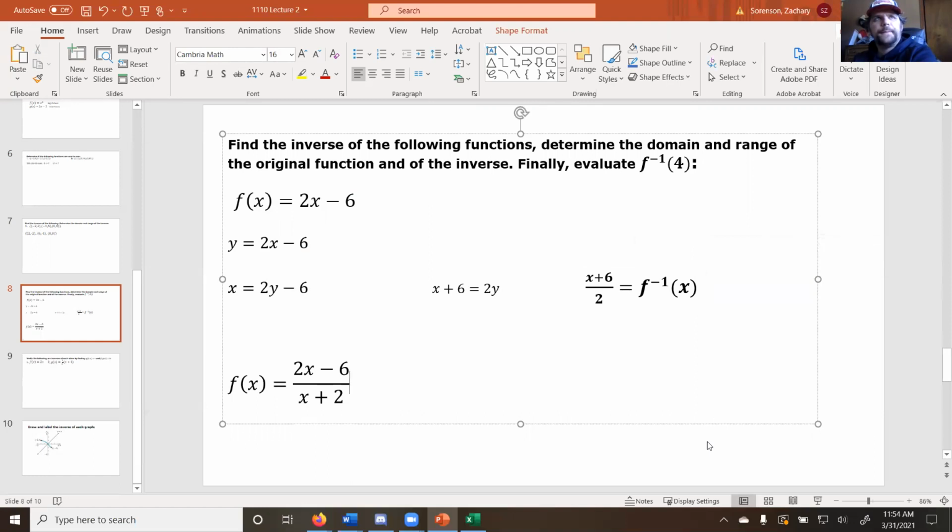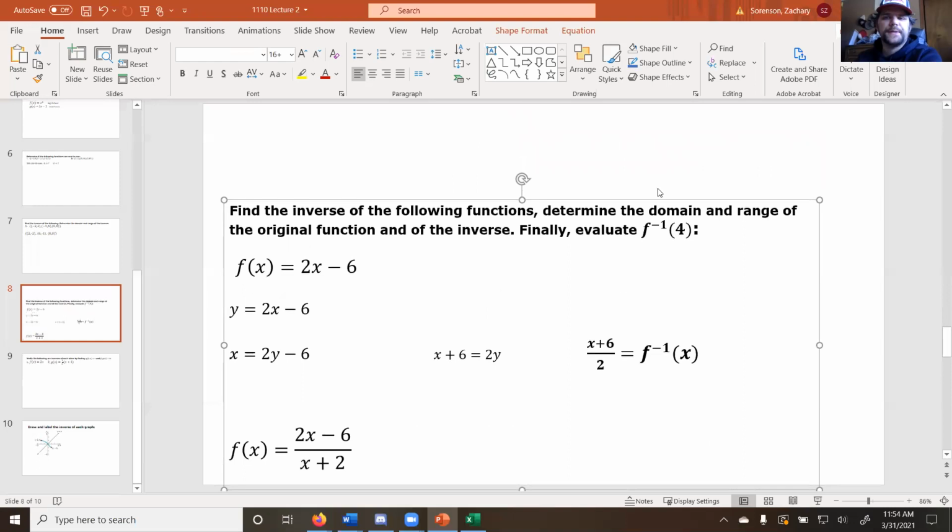Everyone tracking with that? So the 4 has nothing to do with anything? Oh, yeah, sorry, that's the last part of the question. But as far as finding the inverse, this is my inverse. We'll find f of -4 in a sec, but is everyone good with finding the inverse? I suppose I should have been more clear.